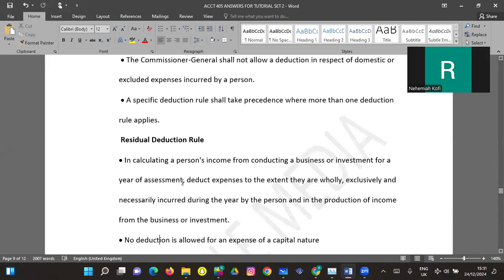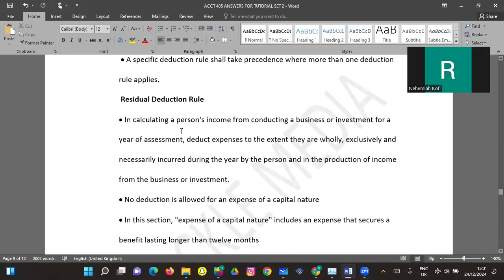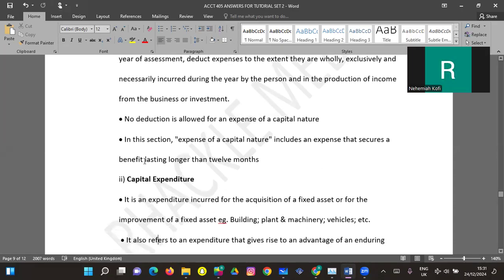All right, so the residual deduction rule. In calculating a person's income from conducting a business or investment for a year of assessment, deduct expenses to the extent that they are wholly, exclusively, and necessarily incurred during the year by the person in the production of income. I don't need to re-explain this, I've explained this already. Income from the business or investment. No deduction is allowed for an expense of a capital nature. I've spoken about capital nature expense.